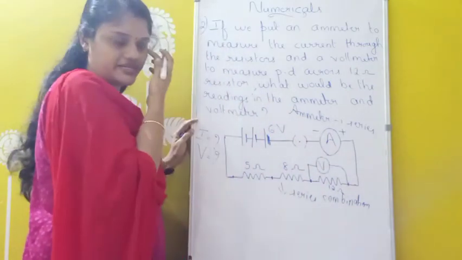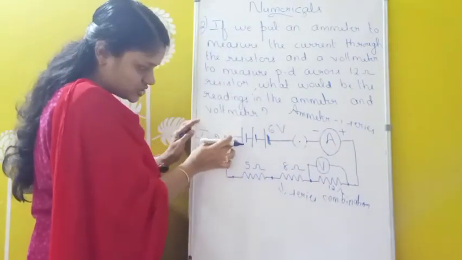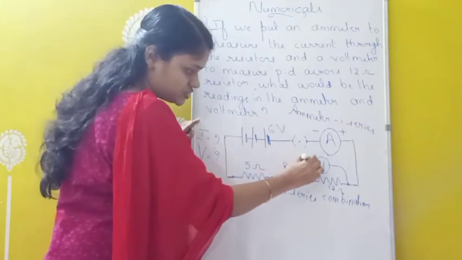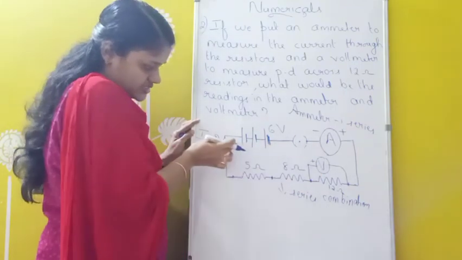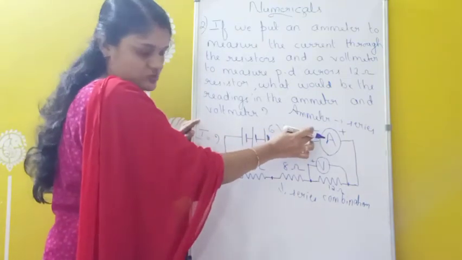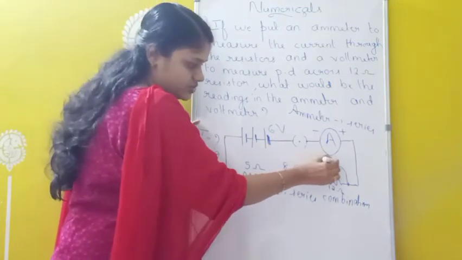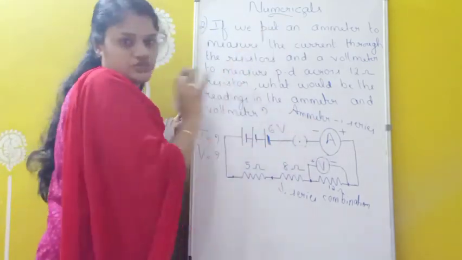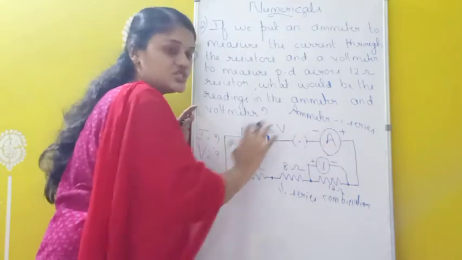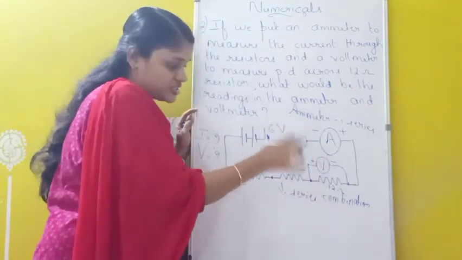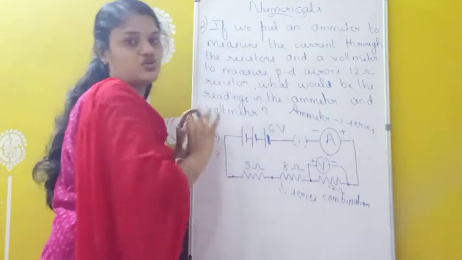So this is the voltmeter, and here also the positive side is near this end of the voltmeter. So this side will be positive. Always the positive side will be connected to the positive of the cell, similar to the ammeter. So this is positive, and this side may be negative. Now I have connected the ammeter and voltmeter. The ammeter measures the total current in the circuit, and the voltmeter measures the potential difference across the 12 ohm resistor alone.